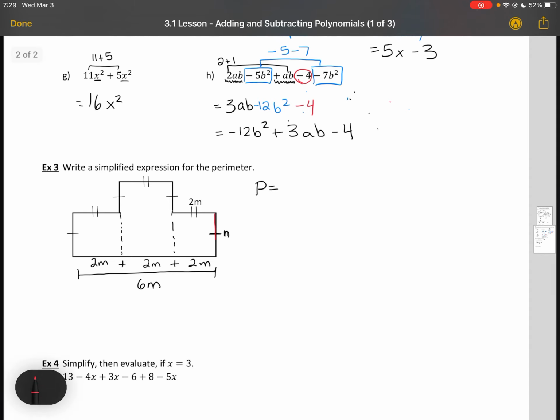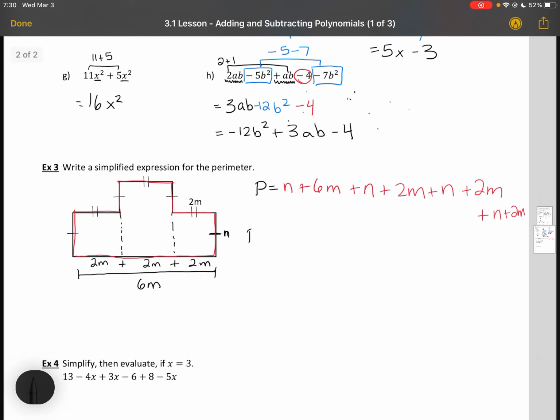So let's fill in the perimeter. I'm going to start with this side here. So I have n, then I'm going to do this side, plus 6m, plus n again, plus 2m, plus n, plus 2m, plus n, and finally all the way back, plus 2m.